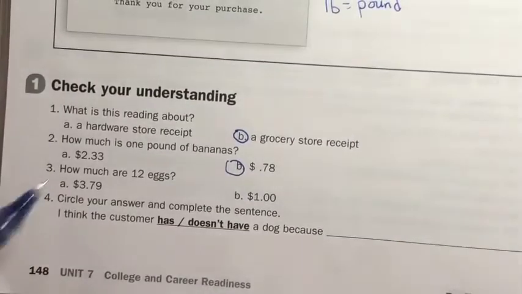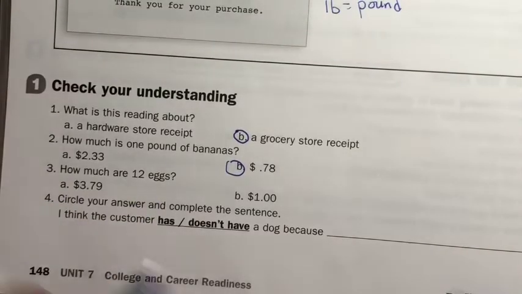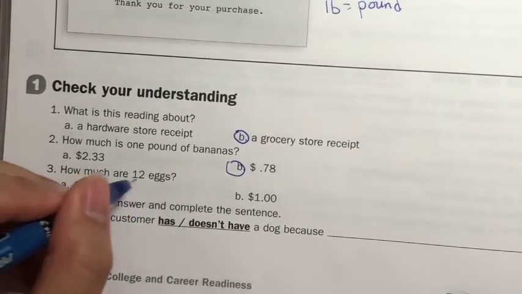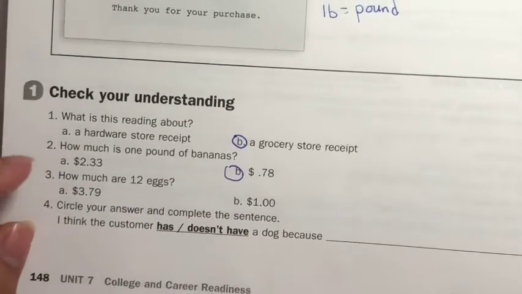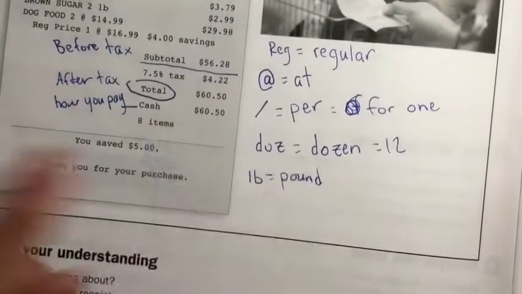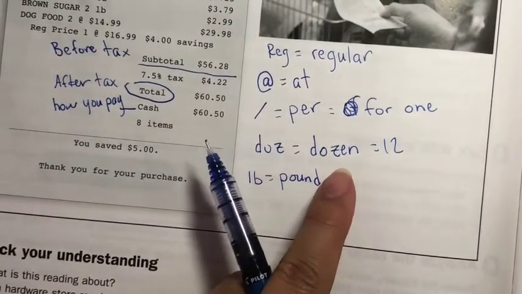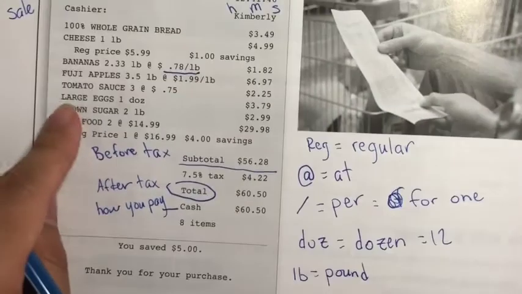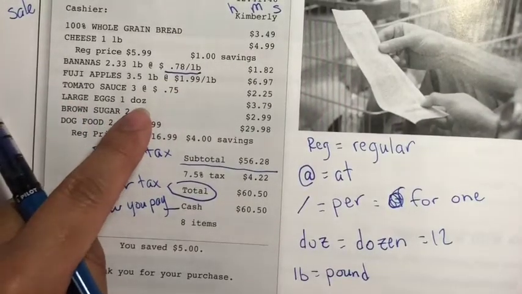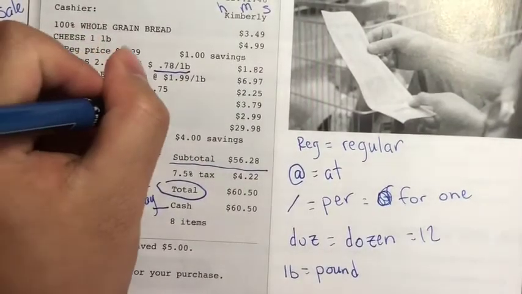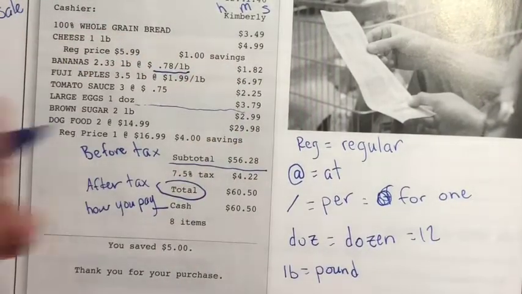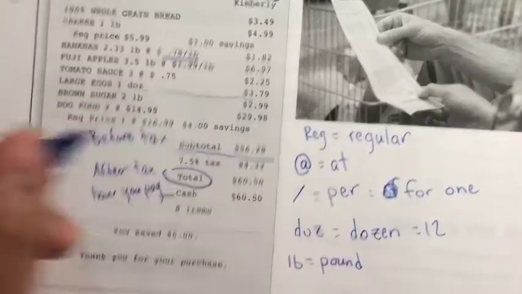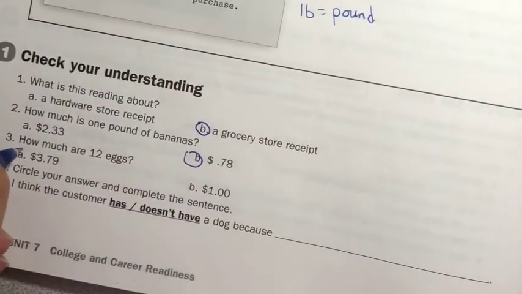3. How much are 12 eggs? We want to know the price of 12 eggs. 12 eggs is a dozen eggs. So here we have large eggs, 1 dozen. How much is the price for it? $3.79. That's expensive for eggs, but okay.